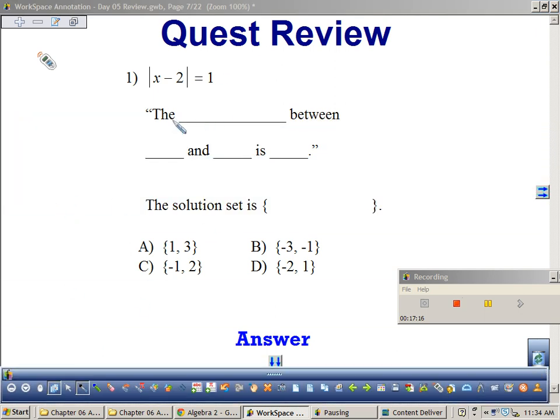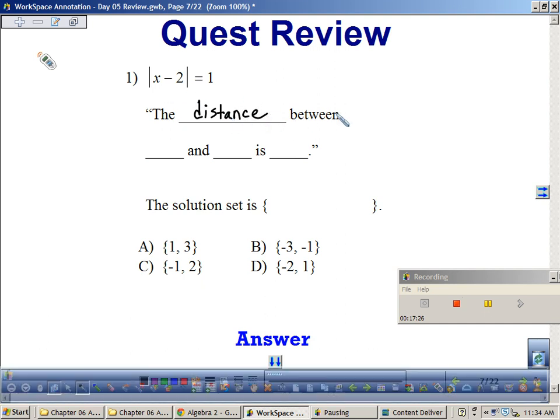Okay, let's actually fill in the blanks here. The blank between blank and blank is the distance. Distance means difference, right? The distance between x and 2 is 1. Perfect. Why isn't it negative 2? Because difference means distance, right? So we ignore that. That's part of our sentence. The distance between x and 2 is 1.